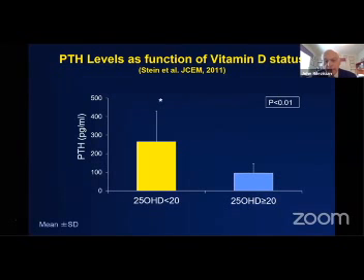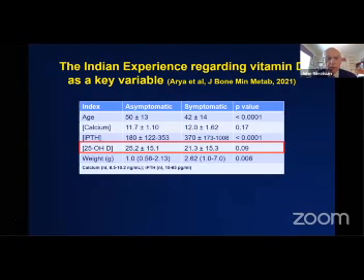And actually, if you take that 20 nanograms per ml and look at our population below or above, those who have levels below 20 nanograms per ml had parathyroid hormone levels that were markedly higher. You can see 250 picograms per ml versus the group with 25-hydroxyvitamin D levels greater than 20 nanograms per ml, in which the parathyroid hormone levels were much lower.